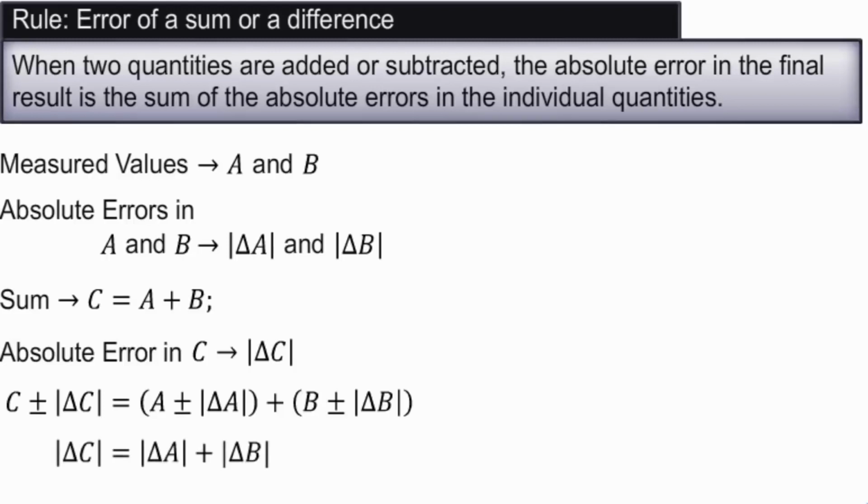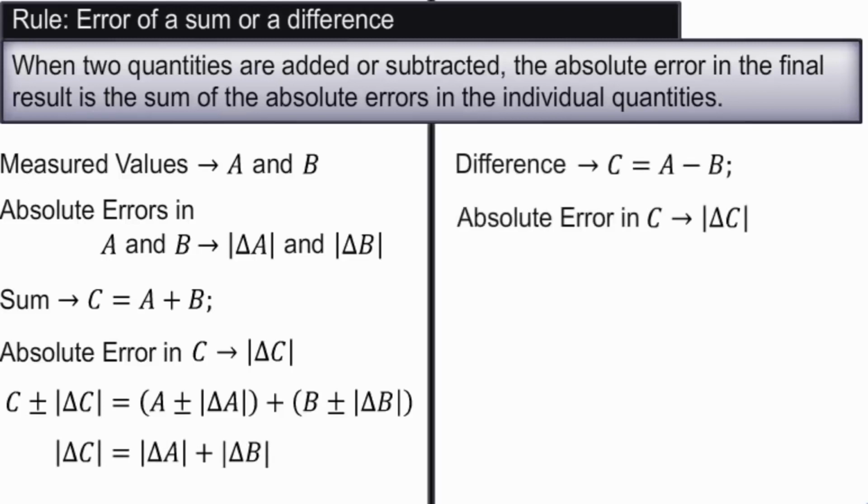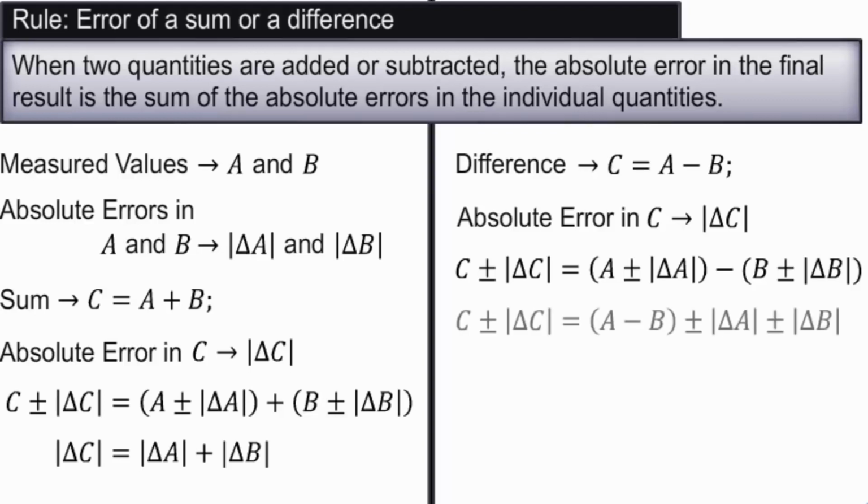For the difference C = A − B, we have C ± ΔC = (A ± ΔA) − (B ± ΔB), which is equal to A − B ± ΔA ± ΔB, or ΔC is equal to ±ΔA ± ΔB. The maximum value of the error ΔC is again ΔA + ΔB.